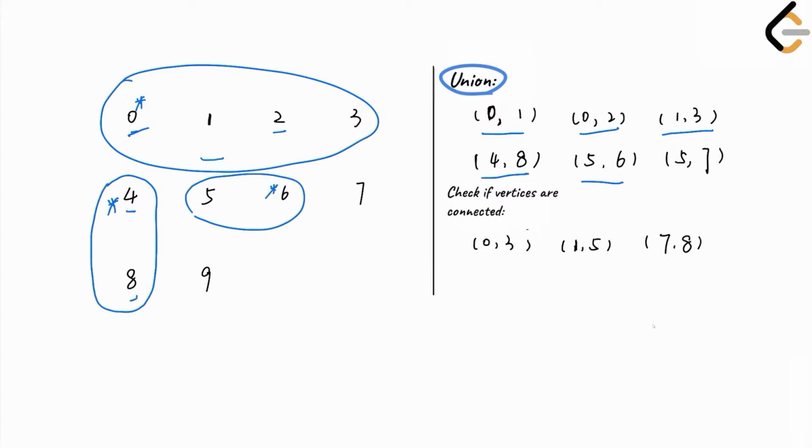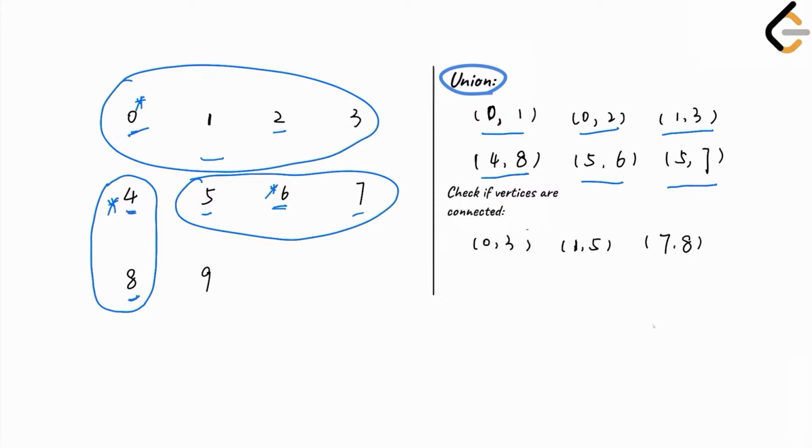Next, we'll connect 5 and 7. 5 is in a set with 6, so if we want to connect 7 and 5, we want to put 7 into that set that contains 6. At this time, if we're going to find the head of 5, we'll get 6, and if we want to find the head of 7, it's also 6. For 8, its head is 4.